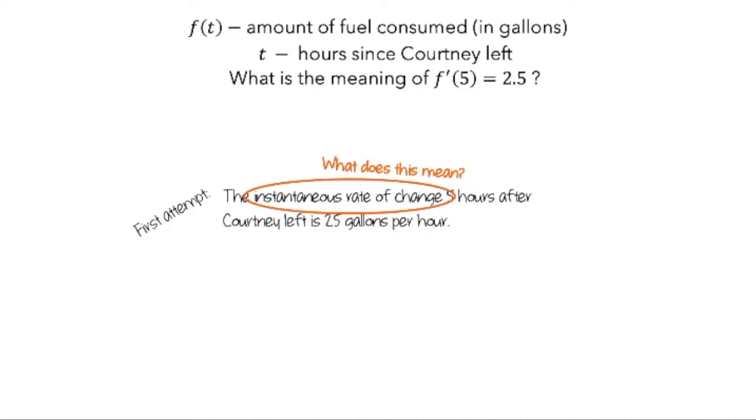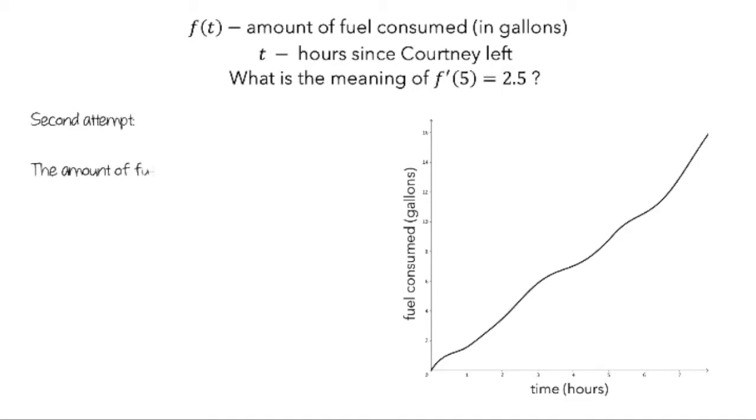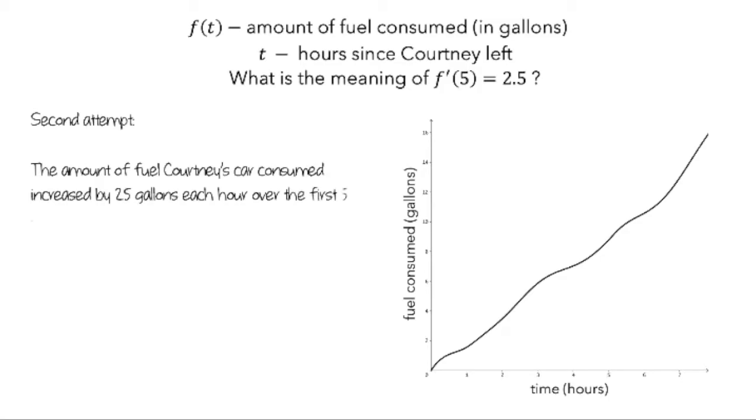To help us think about these potential candidates, let's make a graph of f. For this graph, the horizontal axis will be the time in hours and the vertical axis will be the amount of fuel consumed in gallons. Here's another common description. The amount of fuel Courtney's car consumed increased by 2.5 gallons each hour over the first 5 hours since leaving her hometown.